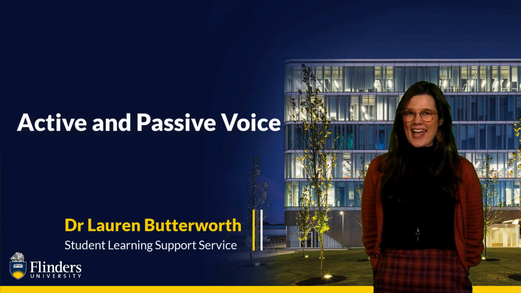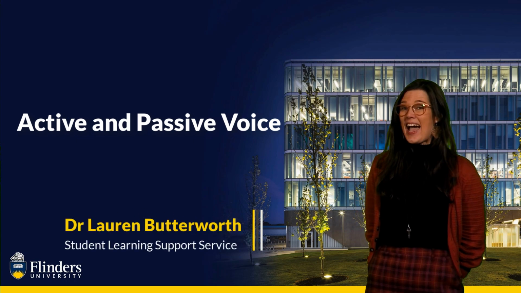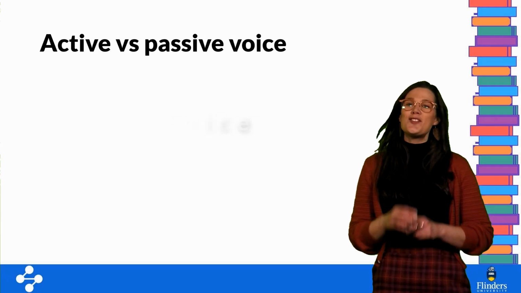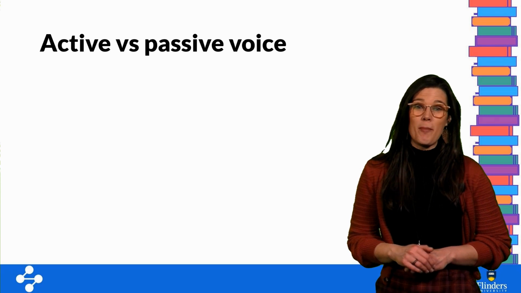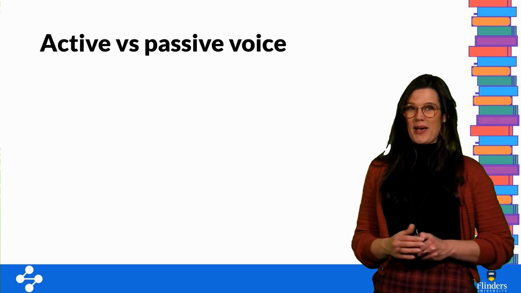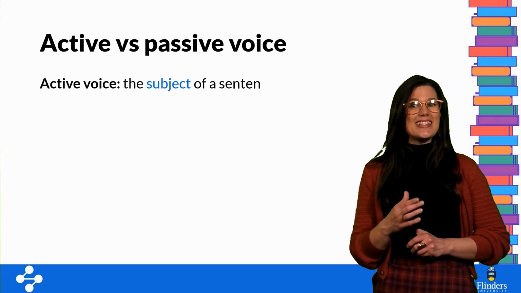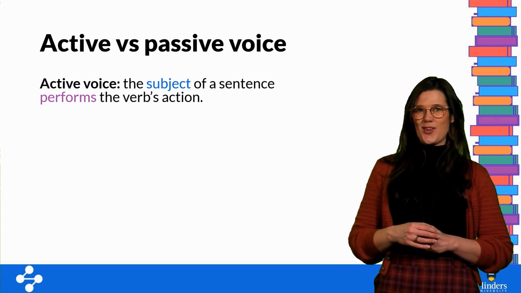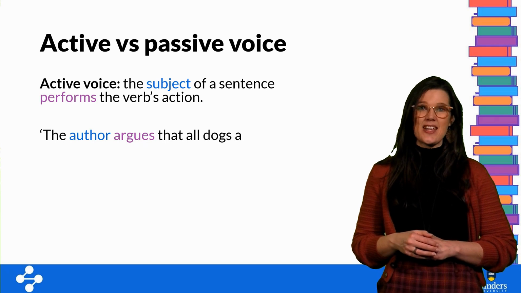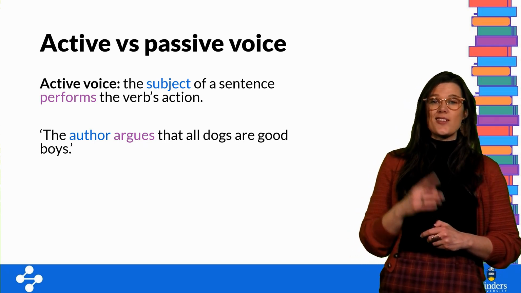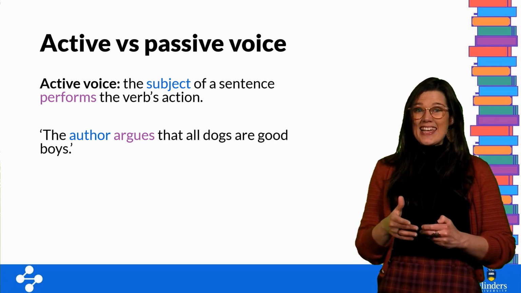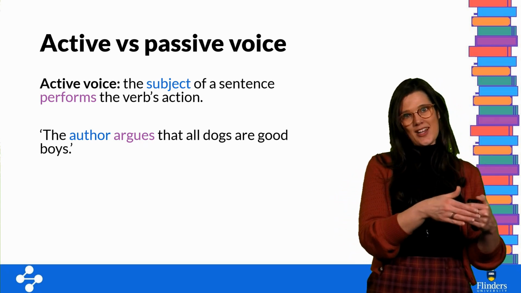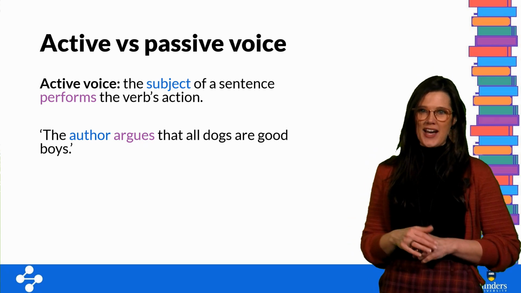My name is Lauren and today we're going to be talking about the active and the passive voice, particularly the passive voice. So let's start with some quick definitions about what distinguishes the active from the passive voice. The active voice is where the subject of a sentence performs the verb's action, so performs the thing in the sentence. For example, the author argues that all dogs are good boys. Here it is the author, the subject of the sentence, who's doing the arguing, performing the action of arguing.